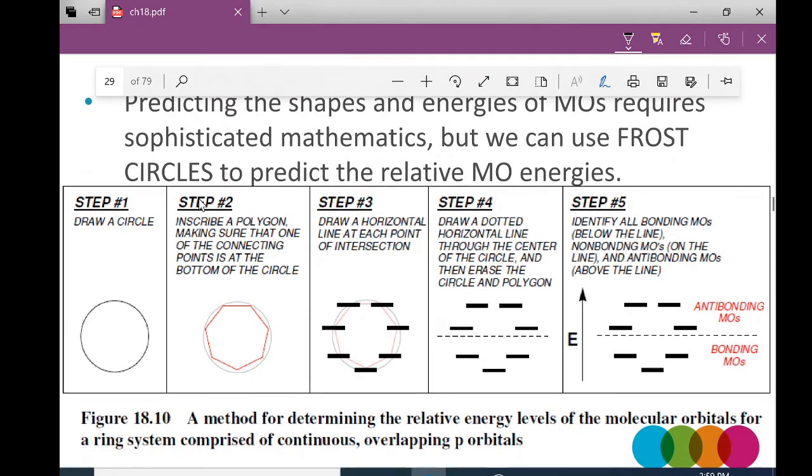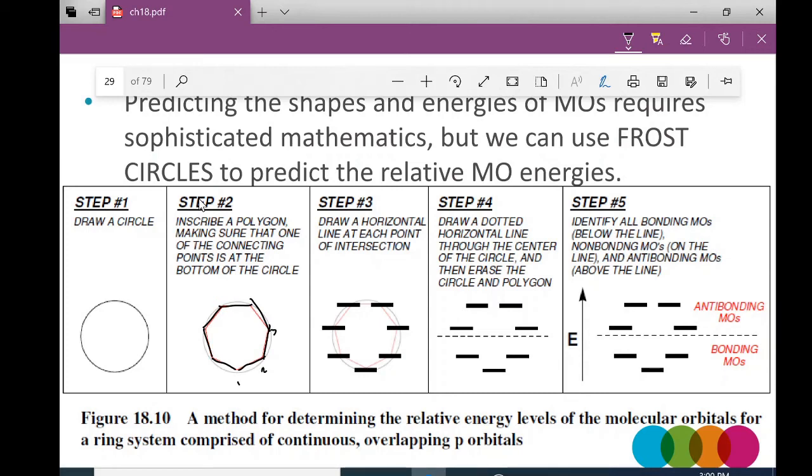Alright, so how do we draw one of these molecular orbital diagrams? Well, it's really not hard, because you can use something called a Frost circle. In the first step to draw a Frost circle, we draw a circle and inscribe a polygon in it that matches the polygon you would draw for your molecule. So this, in fact, is a 7-membered ring here. 1, 2, 3, 4, 5, 6, 7.